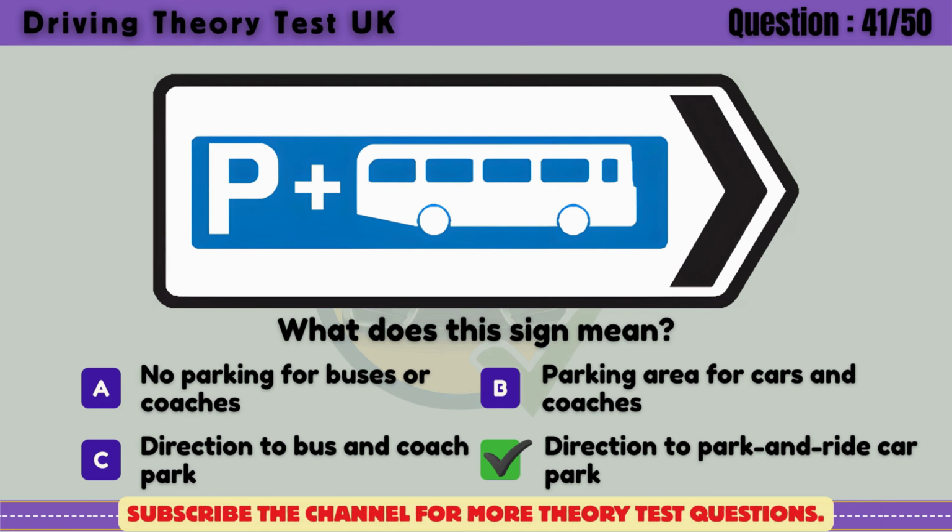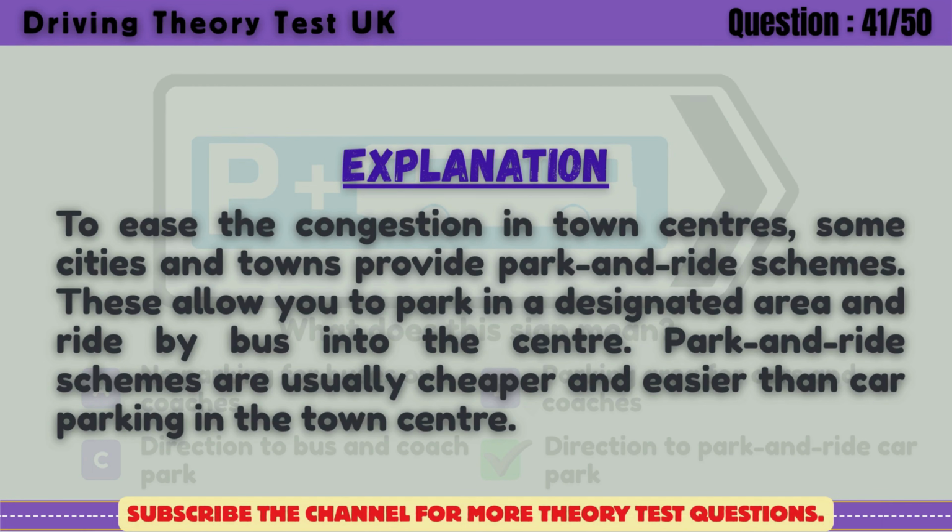Answer is D. Direction to park and ride car park. To ease the congestion in town centres, some cities and towns provide park and ride schemes. These allow you to park in a designated area and ride by bus into the centre. Park and ride schemes are usually cheaper and easier than car parking in the town centre.